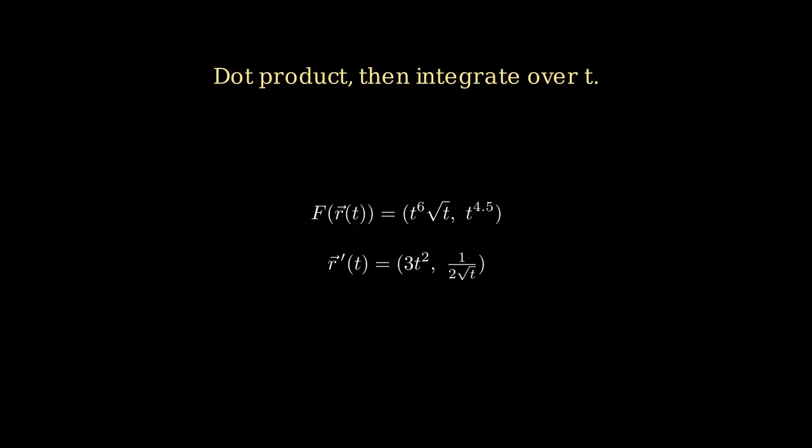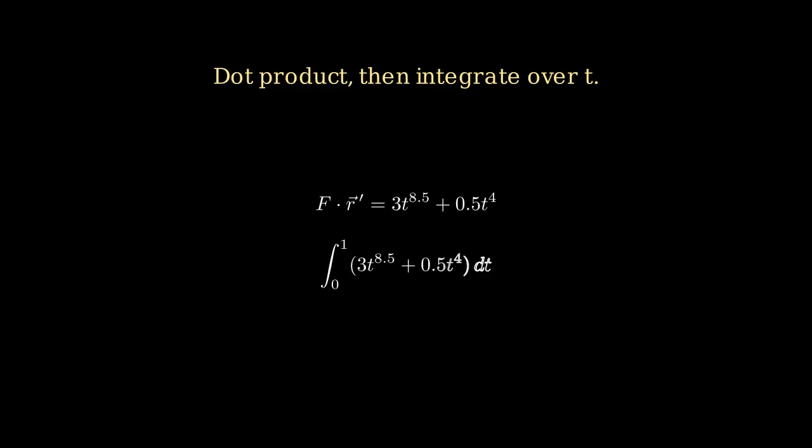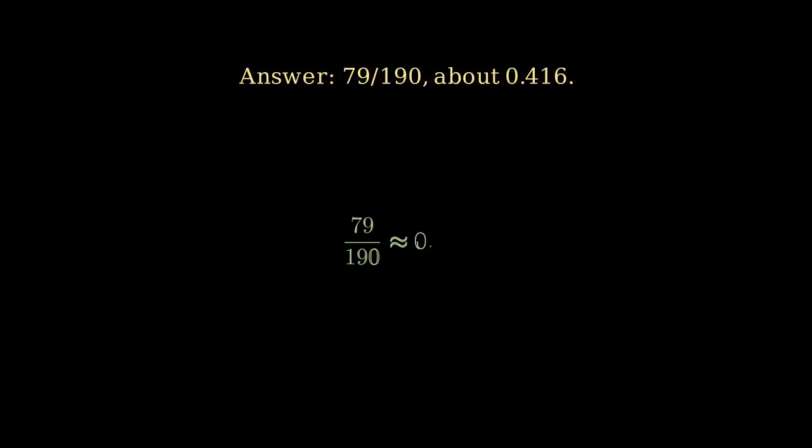Step 3. Dot the two vectors together. This gives 3t to the power 8.5 plus 0.5t to the 4. Step 4. Integrate this over t from 0 to 1. The answer is 79 over 190, approximately 0.416.